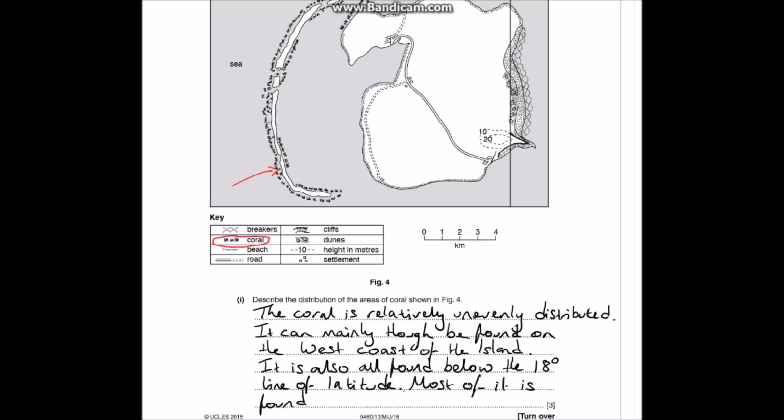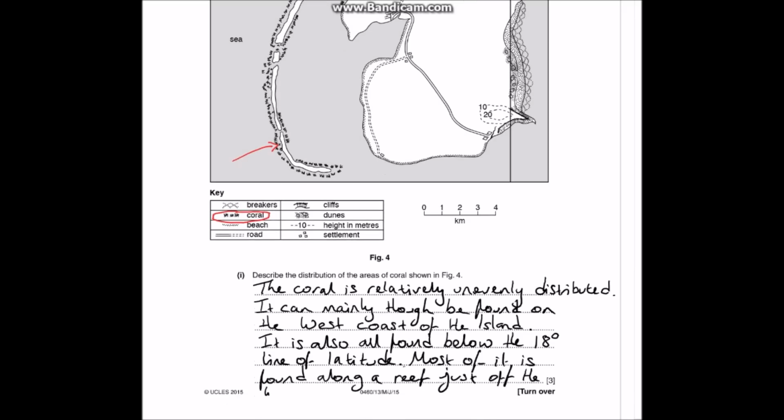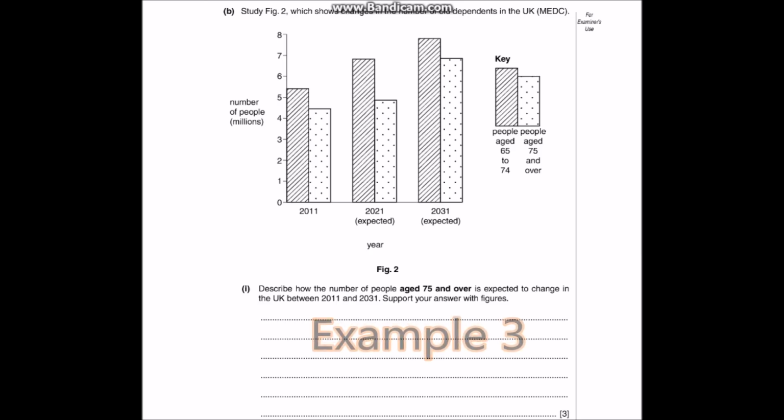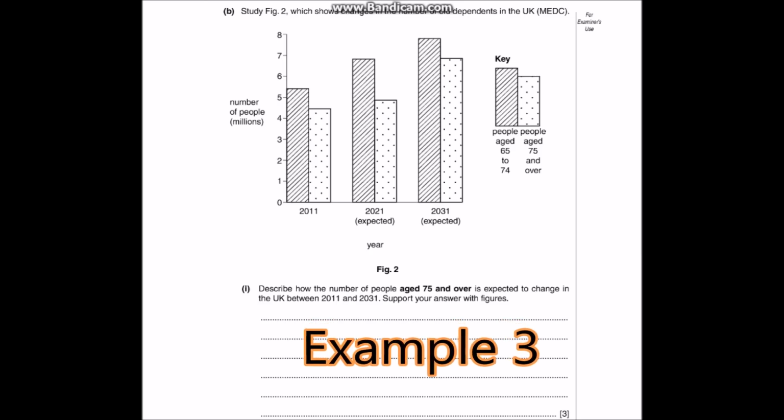In addition to that, you can see that most of it's found on the west part of the island. It's found below 18 degrees of latitude, and it's on this kind of reef just off of the west coast. And again, have a look at the mark scheme. Alright, you can see that they are the types of points we are looking at. Over here I mentioned 4 just to be safe, but we could have avoided the last one.